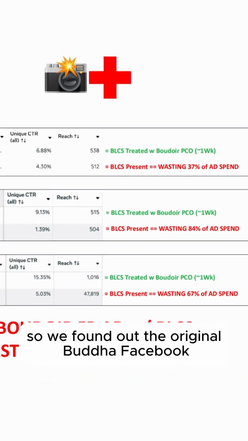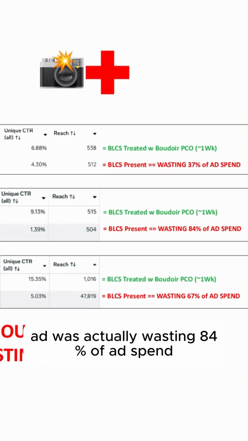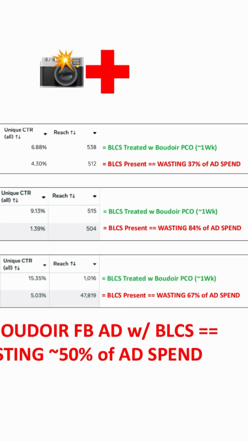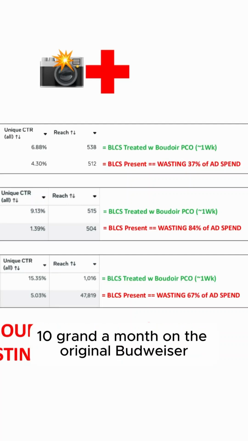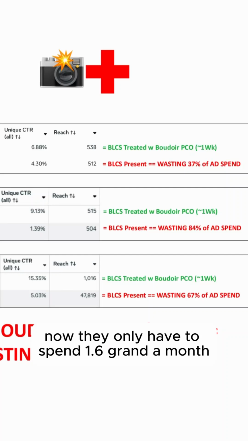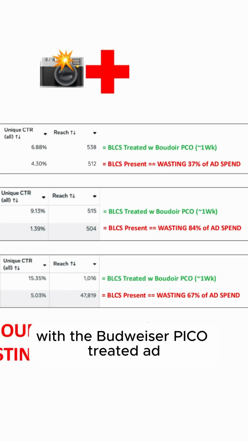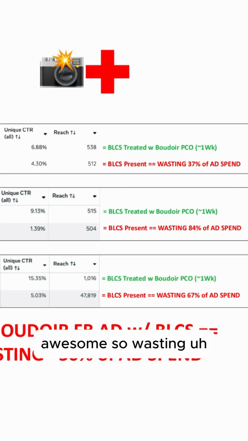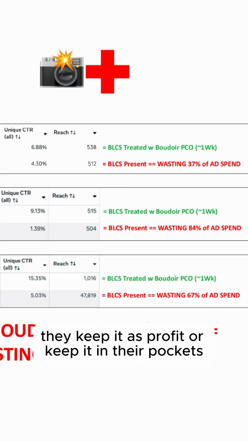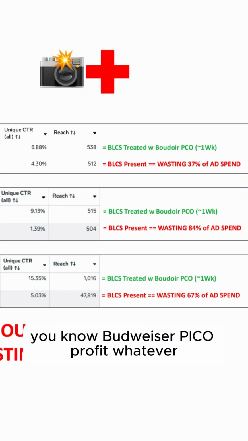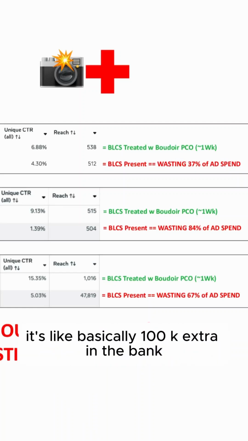So we found out the original Boudoir Facebook ad was actually wasting 84% of ad spend, literally 84% of ad spend being wasted. So if they're paying 10 grand a month on the original Boudoir Facebook ad, now they only have to spend 1.6 grand a month with the Boudoir Pico treated ad to get their ad into the same number of women's brains. Awesome. That $8,400 a month difference that they no longer have to spend, they keep as profit in their pockets every single month. Basically a phantom profit, Boudoir Pico profit, whatever. And at the end of 12 months, it's basically 100K extra in the bank.